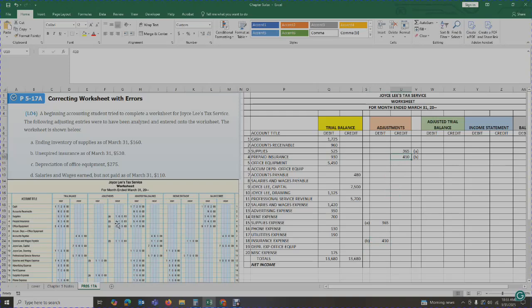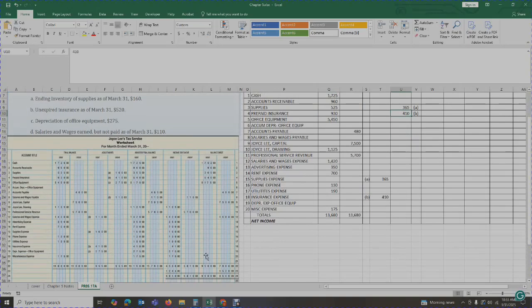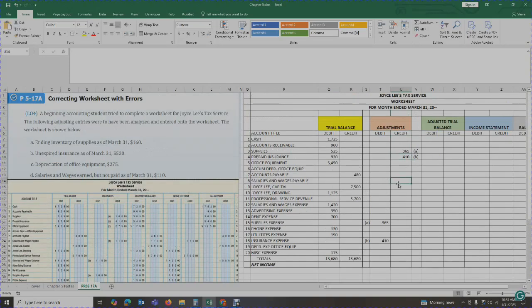Now, in letter B, the accountant did it correctly. They debited 410 and they credited 410. So the second transaction had been done correctly by the accountant. Let's look at the third one.